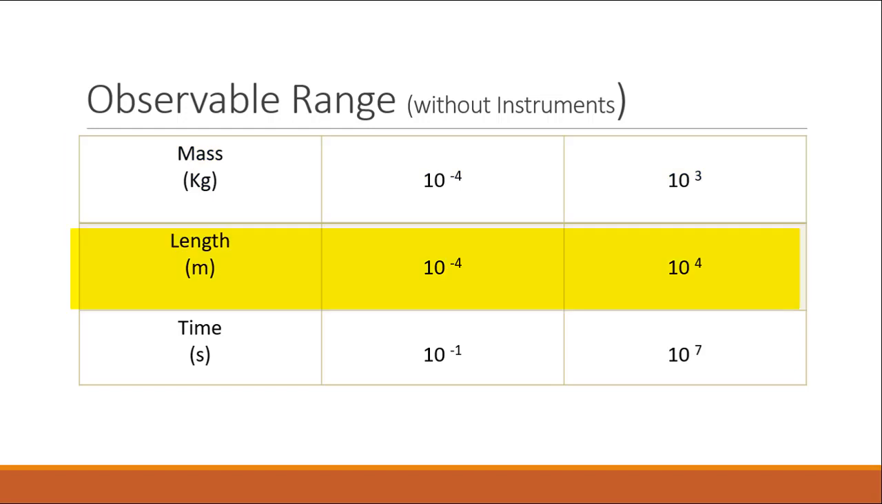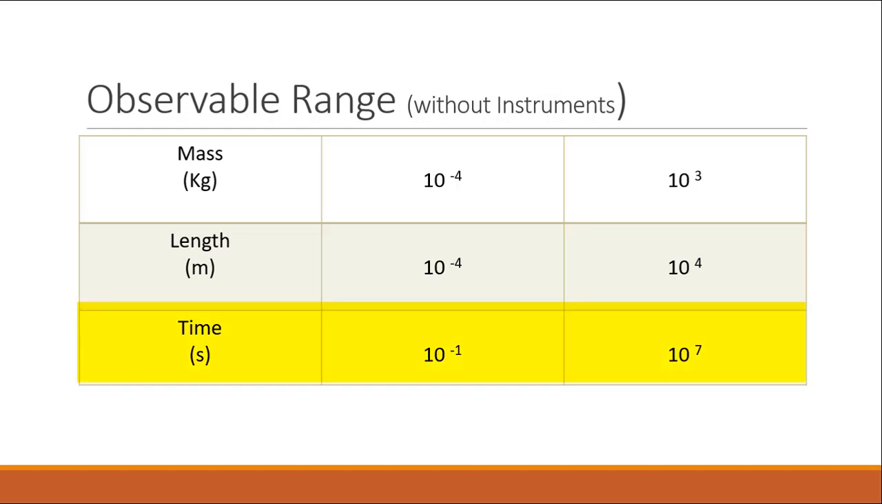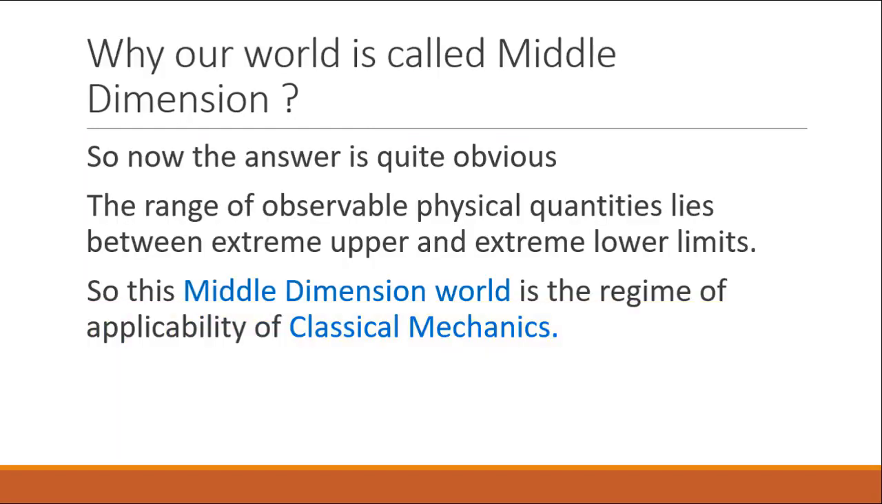The next is length, and the lower limit on length is 10 raised to power minus 4 meter, which is a fraction of a millimeter, and the upper limit is 10 raised to power 4 meter. For time, we have the lower limit as 10 raised to power minus 1 second, which is just a fraction of a second, and for the upper limit we have 10 raised to power 7 seconds, which is about 1 year. It is simple. A person can tell you the difference between 6 months and 1 year, so it means it can be approximated. So why is our world called middle dimension?